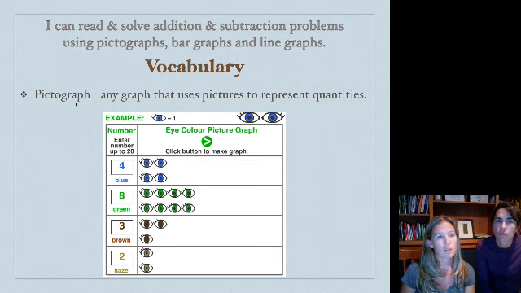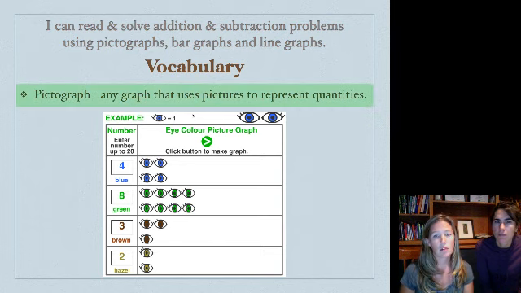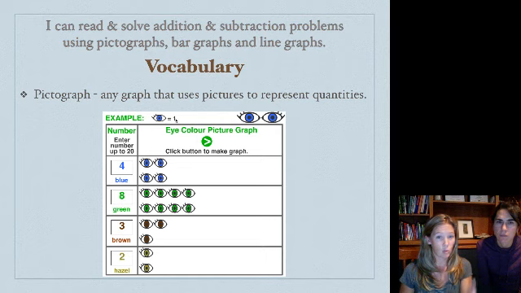The first one is a pictograph, and you don't have to draw this exactly, but I do want you to just try and sketch a really quick little sketch of what a pictograph is so you get the idea. A pictograph is any graph that uses pictures to represent a quantity. In this case, each eye, the picture, represents one person's eye color. So you can see all the different eyes. That tells you how many there are.